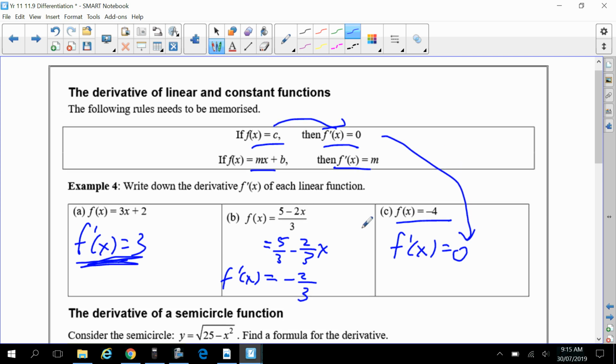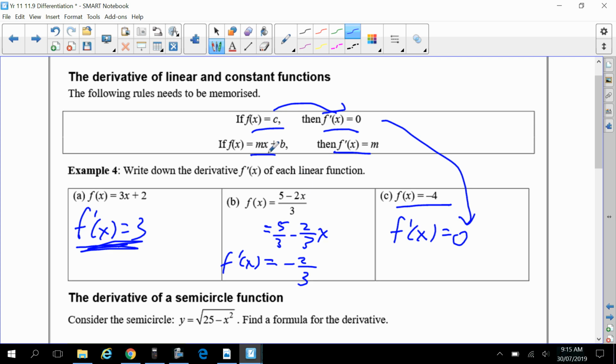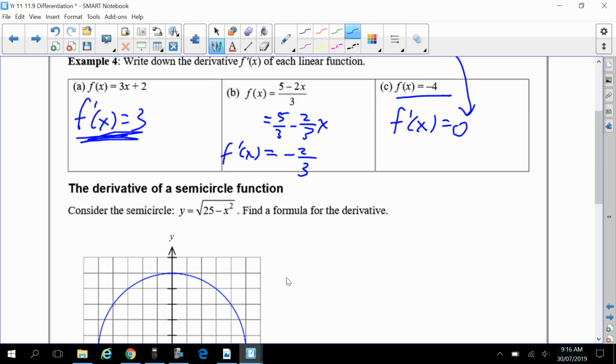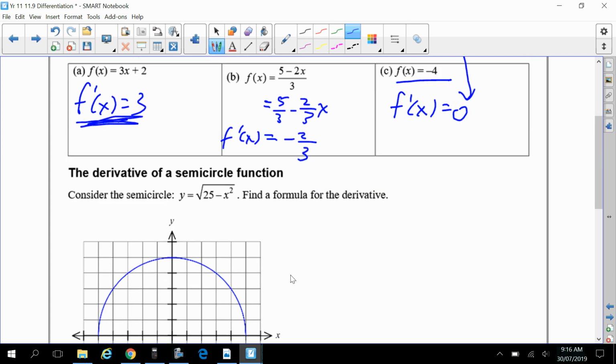However, even though we don't have a formula for x squared, x cubed, we can find the gradient of a semicircle, even though it looks very complicated. But in fact, it's actually quite easy. We can do it geometrically. You just have to recall some of the properties of the circle, that the radius is perpendicular to the tangent. And we can take advantage of it.